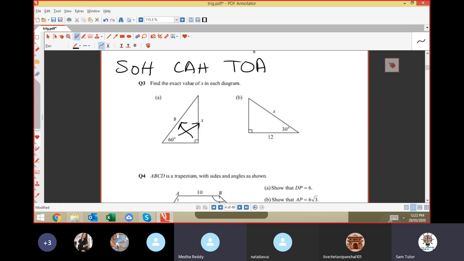Okay, so this one here, this would be what? Opposite over hypotenuse. So which trig ratio is it going to be? TOA? No, that's O and A. This is O and H. Oh yeah, I mean sine. So it's going to be sine what? Sine 60 degrees equals? 0.866.